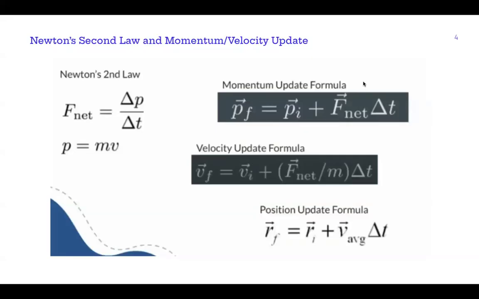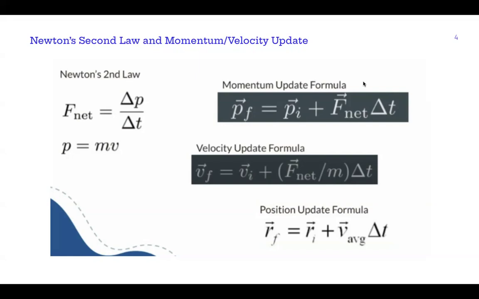So here we have Newton's second law, and then the momentum update formula, from which we can derive the velocity update and the position update formula. The velocity update and position update are very important for this experiment because that's what we use to edit in the GlowScript code so we could get the actual data points that we were using in the Tracker video.